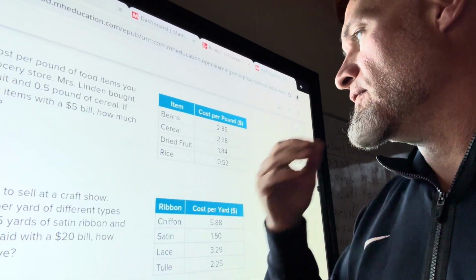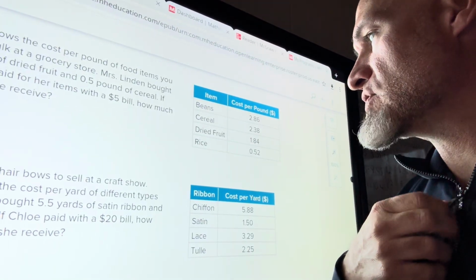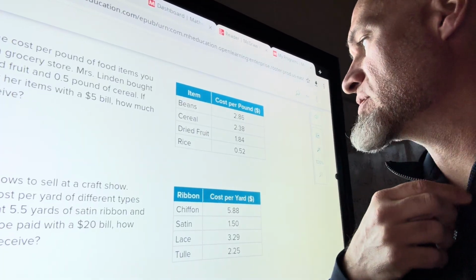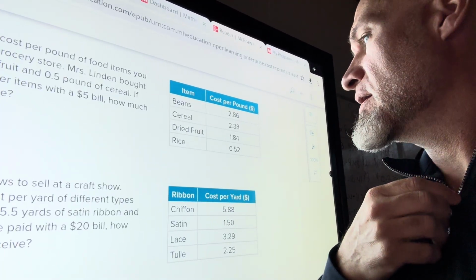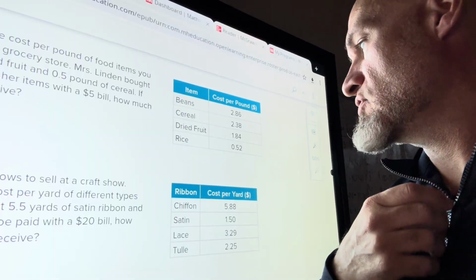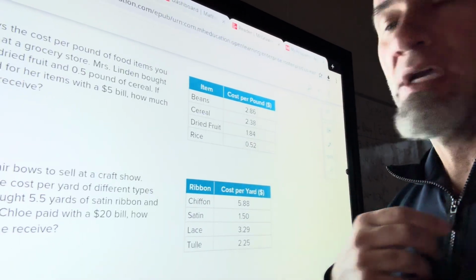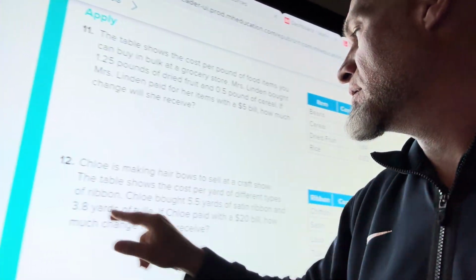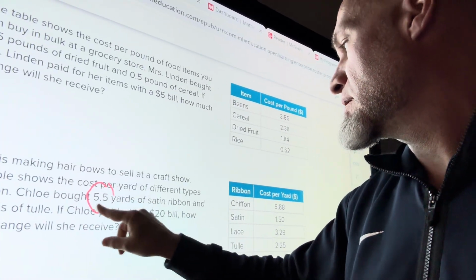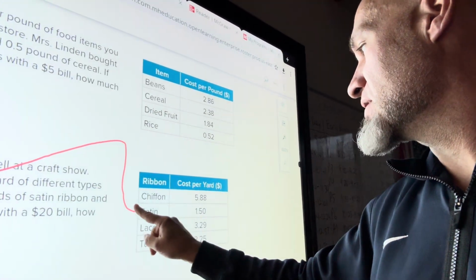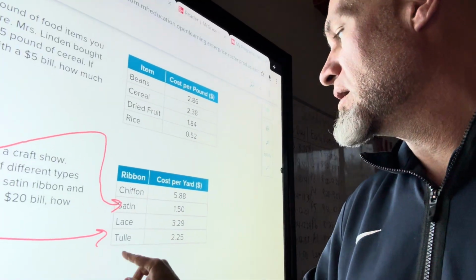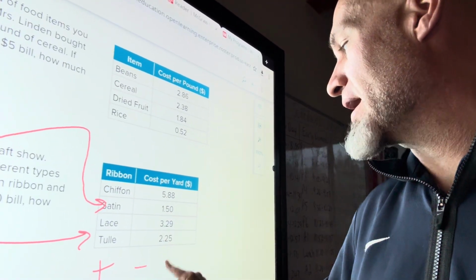And number 12, Chloe's making hair bows to sell at a craft show. The table shows the cost per yard of the different types. Chloe bought 5.5 yards of satin ribbon and 3.8 yards of tulle. If she paid with a $20 bill, how much change will she receive? So you're gonna have to multiply 5.5, in this case, of satin times the price of the satin, and then 3.8, the tulle, times the price of the tulle. Add that up and then subtract it from $20.